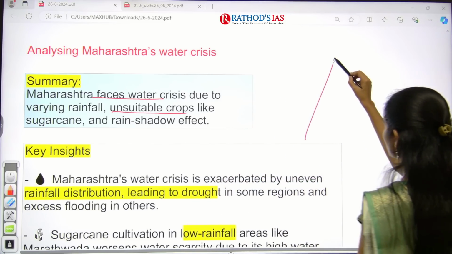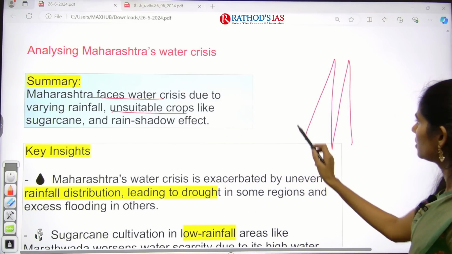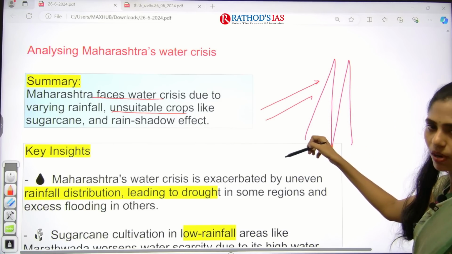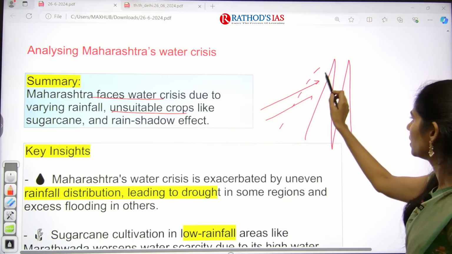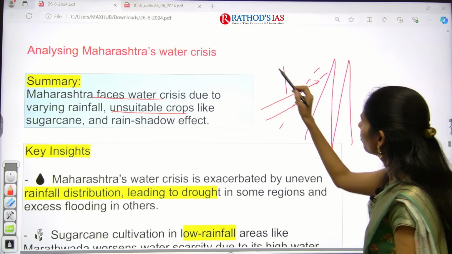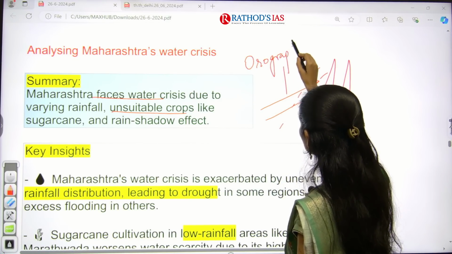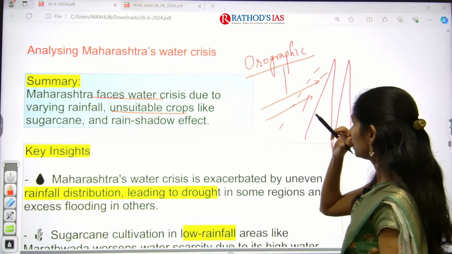Rain shadow effect means nothing but, so these are like hills. Whenever moist laden winds are moving and hitting these mountains or hills, they will cause rainfall here. This type of rainfall is called orographic rainfall.